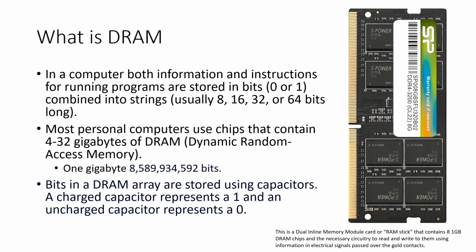Bits in a DRAM chip are stored in arrays, and the information in each bit is stored using a capacitor connected to a transistor. Each capacitor represents either 1 or 0 by being charged or uncharged, and you read and write from them by checking if they are charged or uncharged using a special circuit.